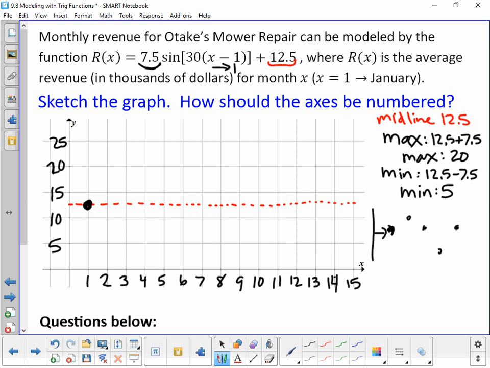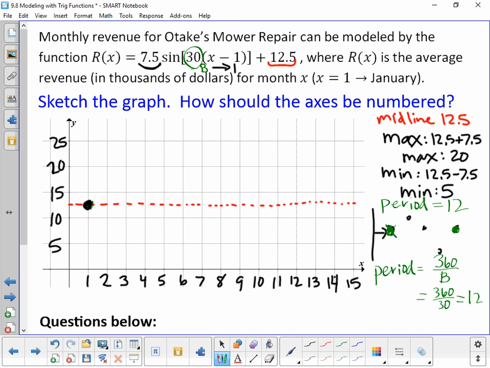Okay, so we've got this point in our pattern. We figured out where this one is. Now we need to figure out where this ending point will go. And so to figure out where that one goes, we've got to consider the period of the function. Well, remember that the period is equal to 360 over b. And our b value from our equation is 30. So our period is 360 divided by 30, which happens to be 12. So the length of the period is 12.